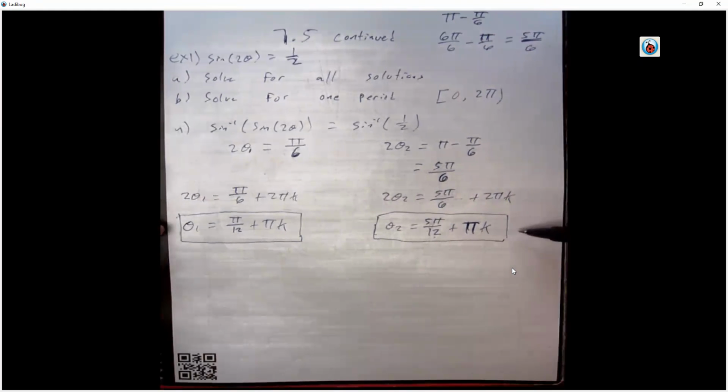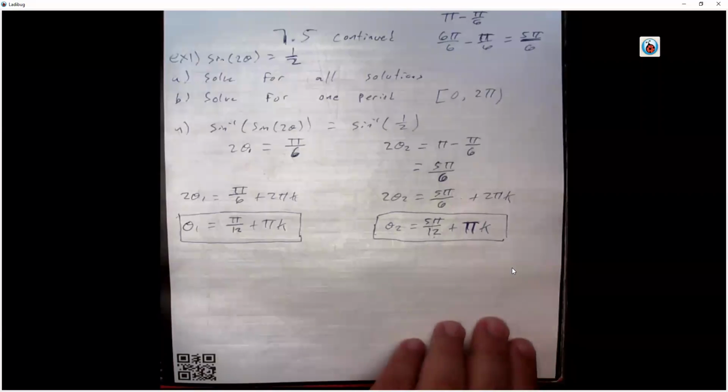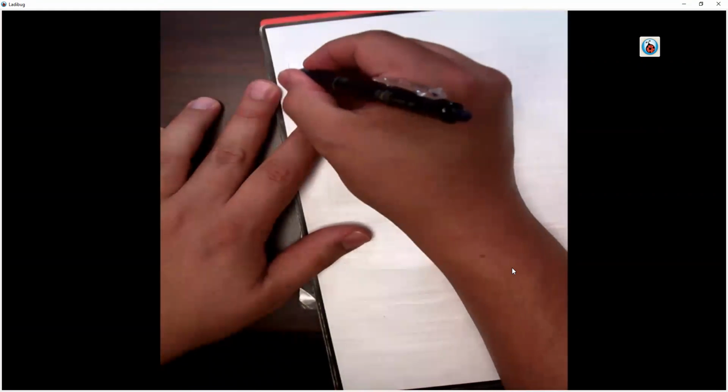All right, so I'm going to copy these to the next page to help us find part B. So pi over 12 plus pi k, theta 1.